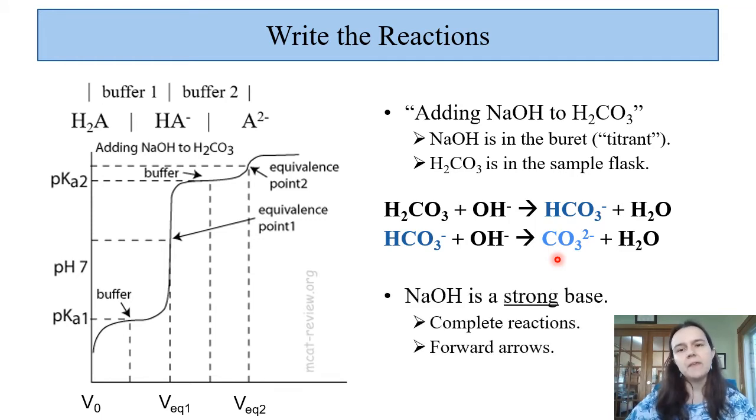One of the important things that you should recognize about titrations is that you always need to have a strong reaction. It needs to be a complete reaction. Sodium hydroxide is a strong base, and because of that complete reaction, we have a one-direction arrow. So these are forward arrows towards the products. They're not equilibrium arrows.